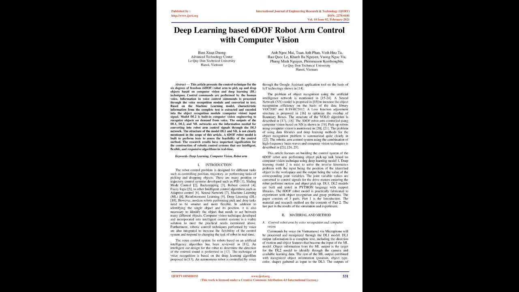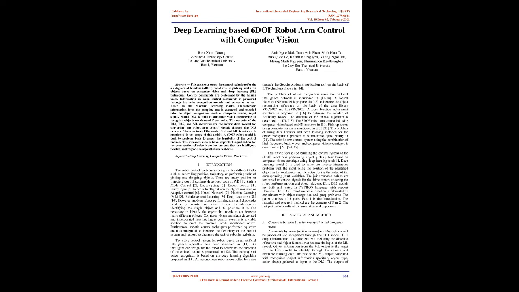However, modern robots performing pick and drop tasks need to be smarter and more flexible. In addition to identifying the single object and its position, it is also necessary to identify the object that needs to act between many different objects. Computer vision technique developed and incorporated into intelligent control systems is a viable solution to meet the practical needs mentioned above. Furthermore, robotic control techniques performed by voice are also integrated to increase the flexibility of the control system and respond to changing the task of robot in real time.